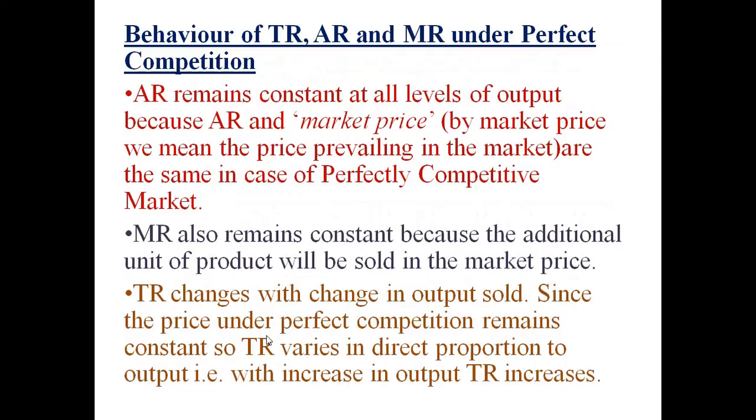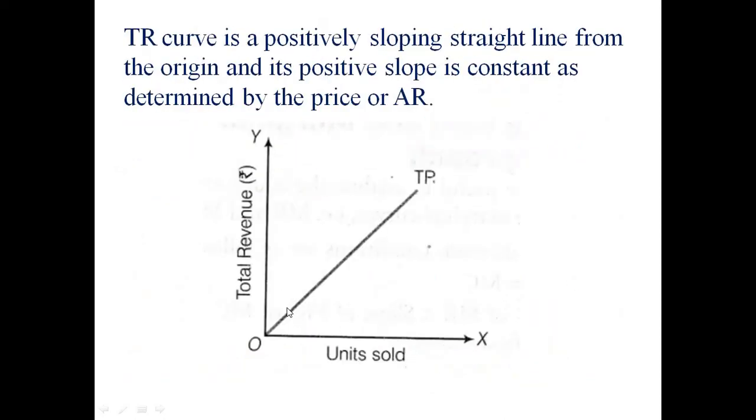I hope this is also clear to you now. Now let me explain this in brief about TR. TR changes with change in output sold. Remember, there is a positive relationship between the TR and the output sold in the market. So there is a direct proportion. With increase in output, TR also increases. We can see this out here. With the number of units sold, TR is also increasing.